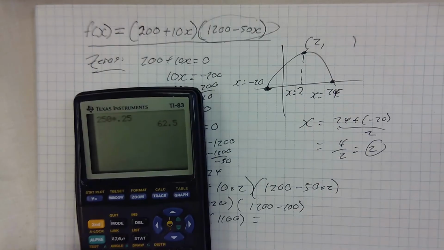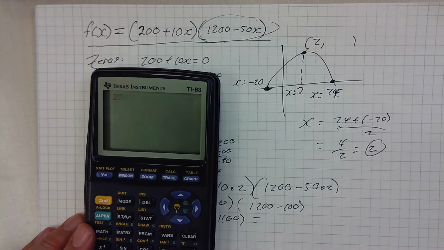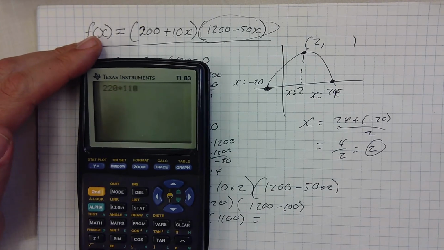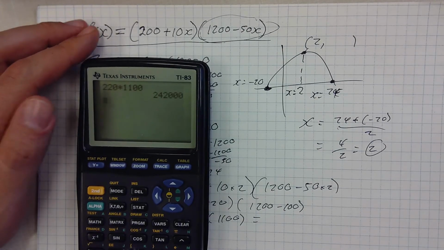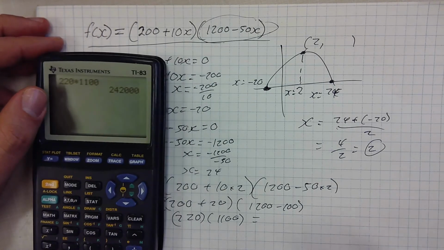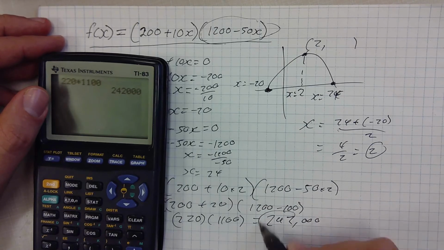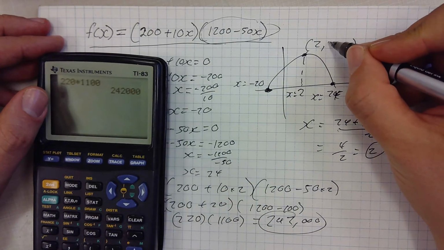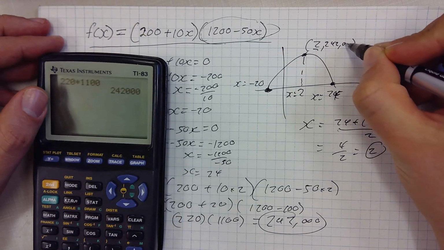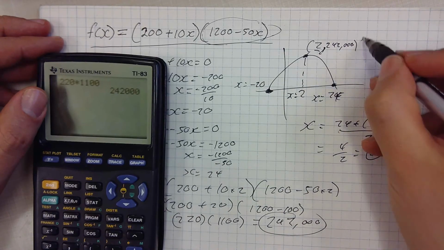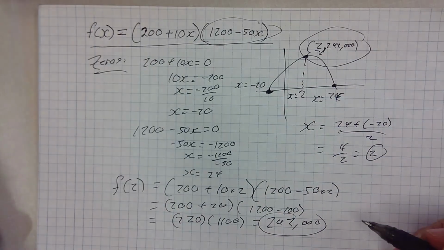If I take 220 and multiply that by 1100, that's going to give me $242,000. And so my maximum profit there is $242,000. That's my coordinate there. The maximum profit is going to be $242,000.